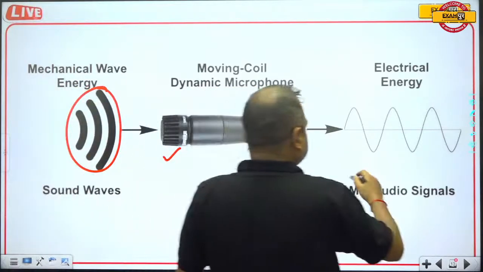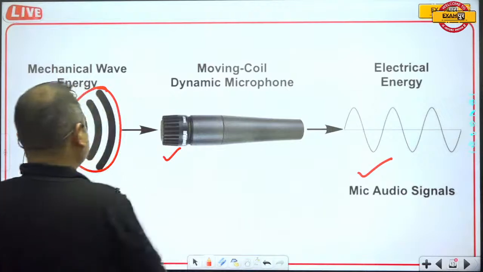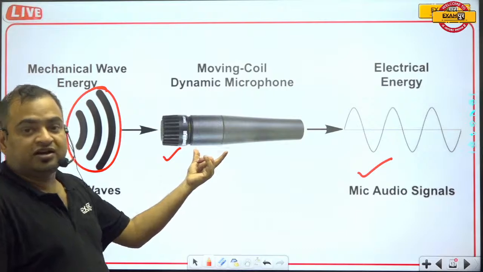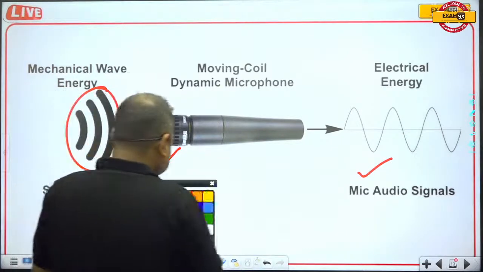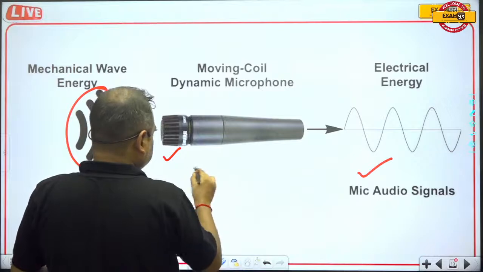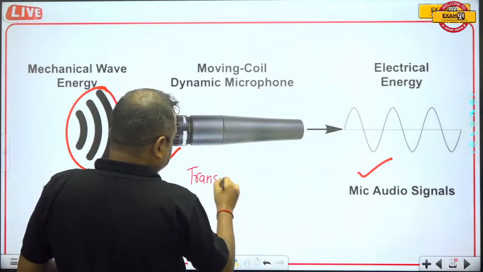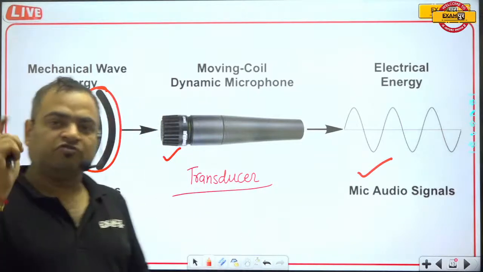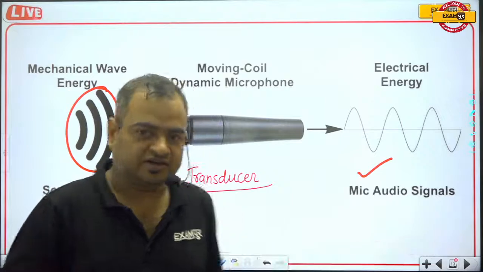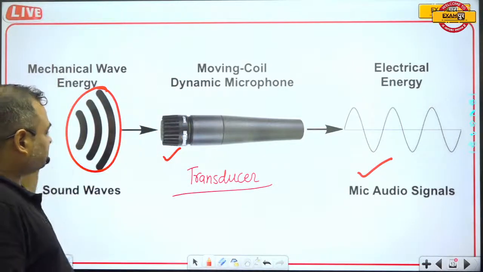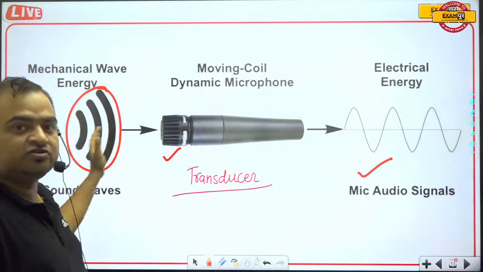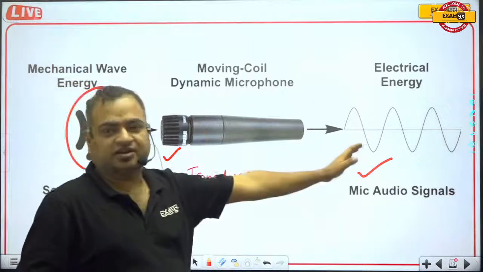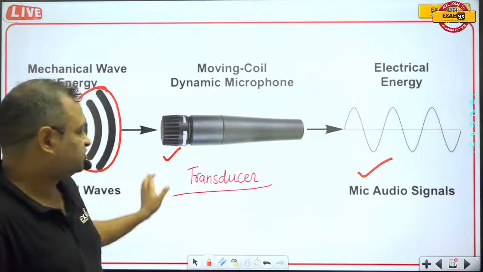Okay, so in this way you can see here that this is the sound signal. That can also be known as a transducer. Okay, such devices are used as transducers. Transducer is a device which converts one form of energy to another form of energy. Here, this mic receives the mechanical energy, or you can say sound energy, and this sound energy is converted into electrical energy. Okay, so this is a transducer.